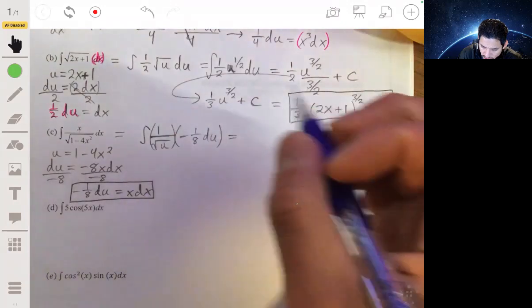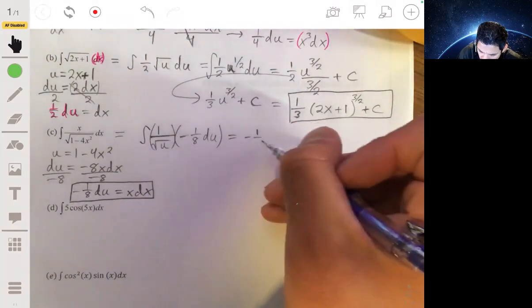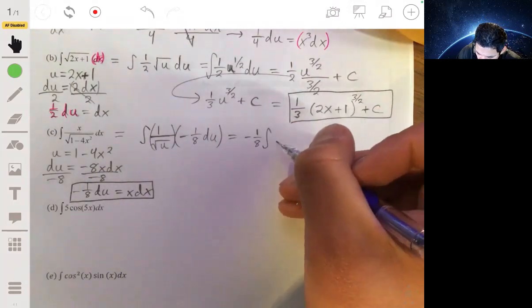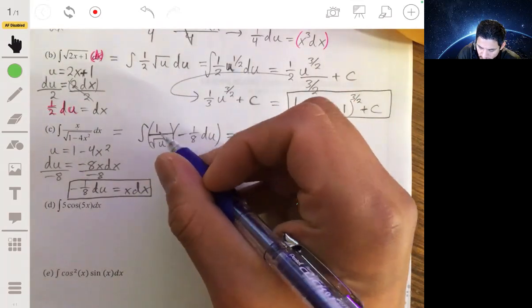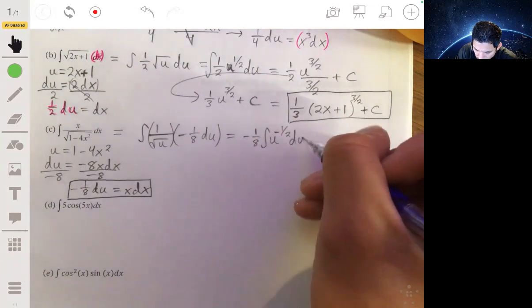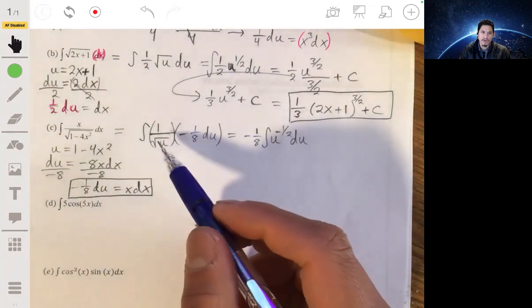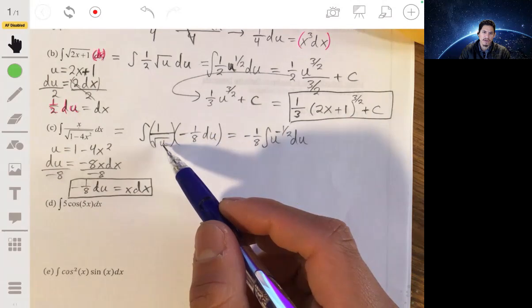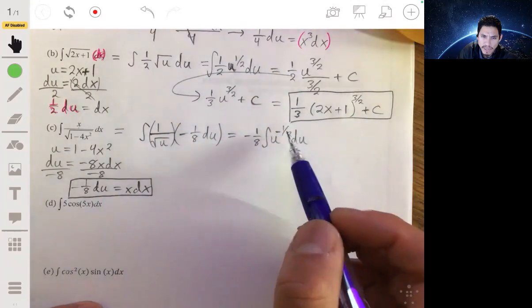I'm not sure if that makes it a little easier or more confusing, but in either case, you can just factor out that negative 1/8, and you just get negative 1/8 times the integral of 1 over the square root of u, and that's the same as u to the negative 1/2 du. Because when it's u to the 1/2 in the denominator, bringing it up, you're going to make it negative.